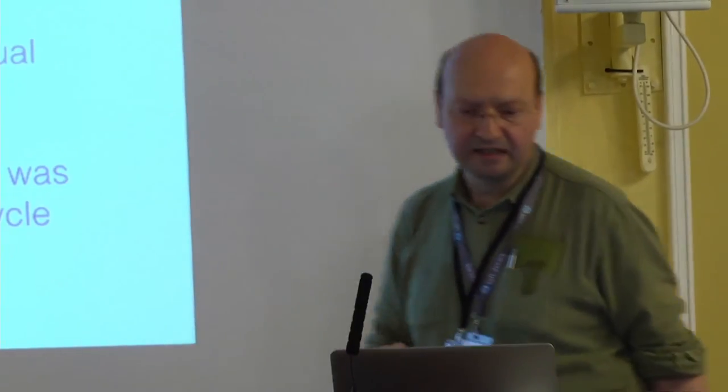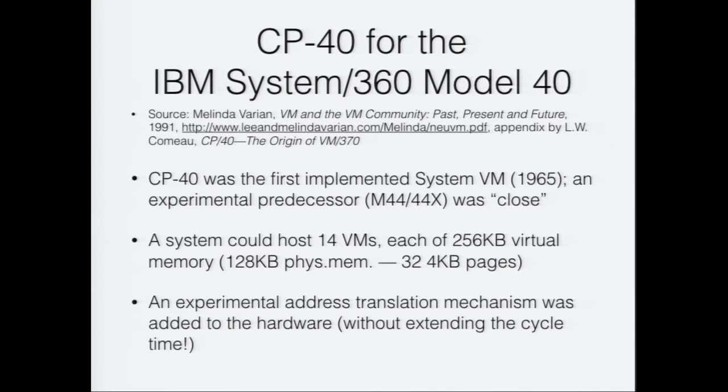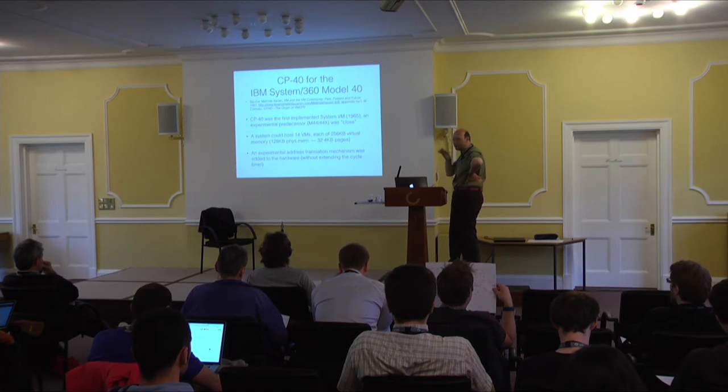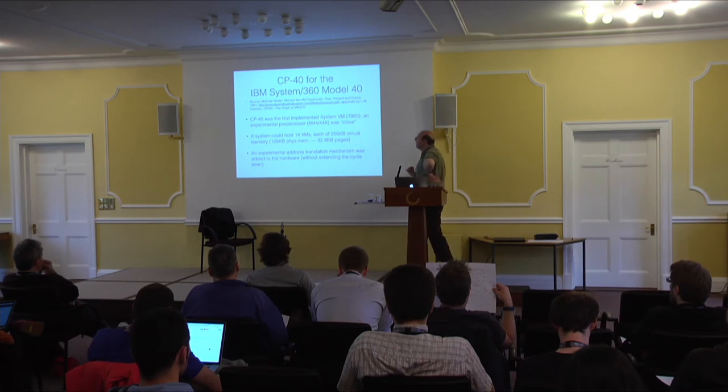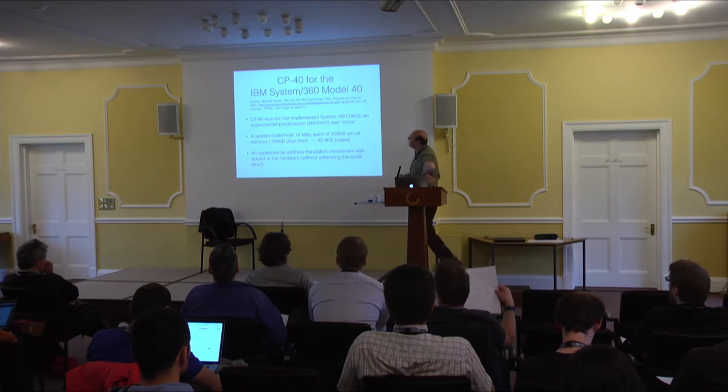So if you look on your chart, right at the top left, you'll see CP40, which was the first identifiably complete virtual machine monitor. Implemented on System 360. It was not implemented on stock hardware. They had to do some modifications to get it to run. But it was the first identifiable complete system VM. There was an experimental predecessor called M44X, which you can find descriptions of, which was kind of close. It almost got there. But everybody seemed to agree it wasn't quite there, and CP40 was the first thing to get there.